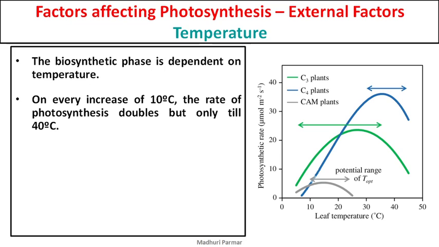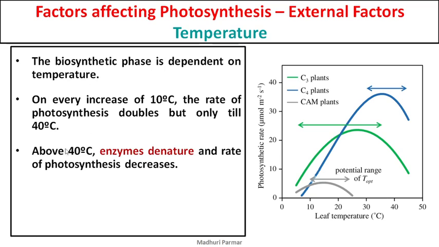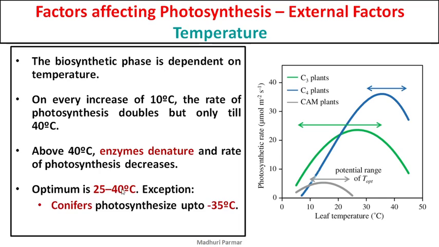So in the day there is a lot of fluctuation in temperature, but the CAM plants are actually fixing their carbon dioxide at night. At night there is not a lot of fluctuation, and so it is not much dependent on the temperature directly. Above 40 degrees, the enzymes denature, hence the rate of photosynthesis decreases. So the optimum range is 25 to 40 degrees Celsius. The exception is in conifers.